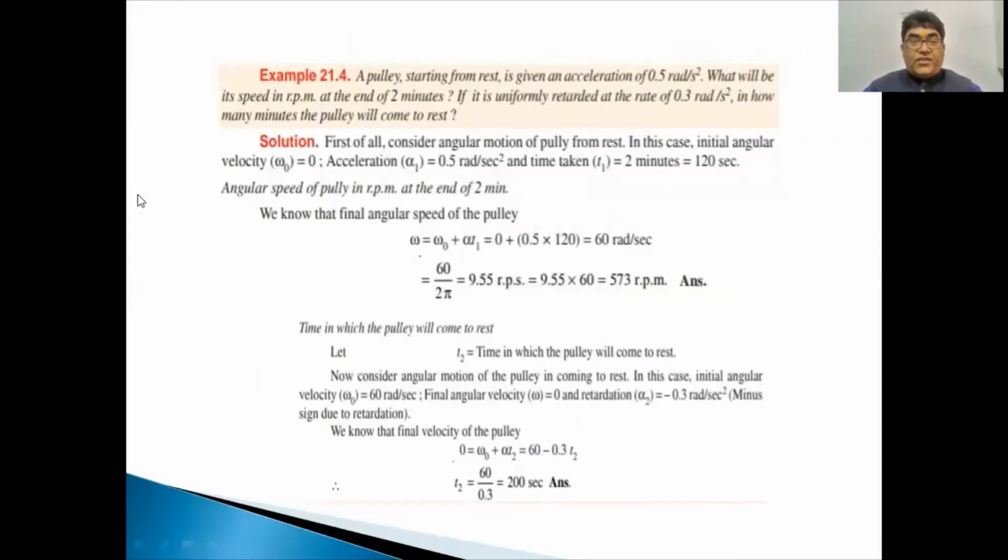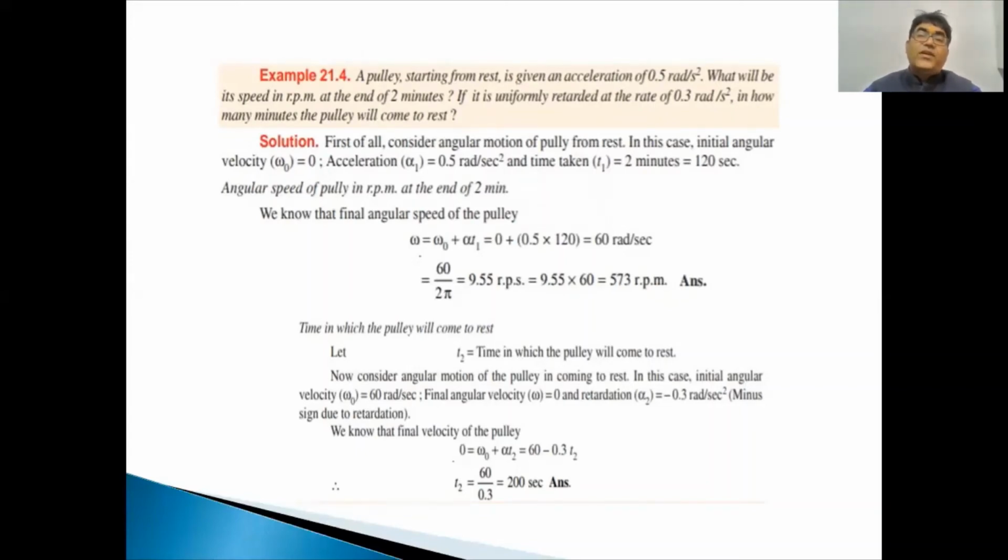Okay. We will solve another problem. A pulley starting from rest is given an acceleration of 0.5 radians per second square. Since it is starting from rest, we will take omega 0, that is the initial angular velocity, as equal to 0. What will be its speed in RPM at the end of 2 minutes? If it is uniformly retarded at the rate of 0.3 radians per second square, this is the second part: in how many minutes will the pulley come to rest?